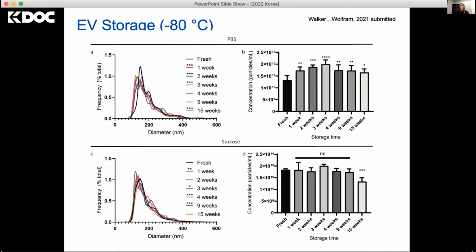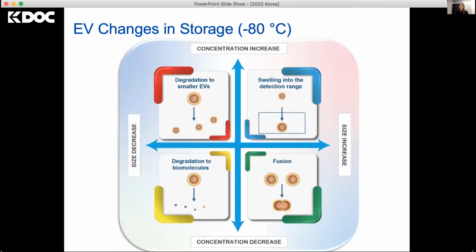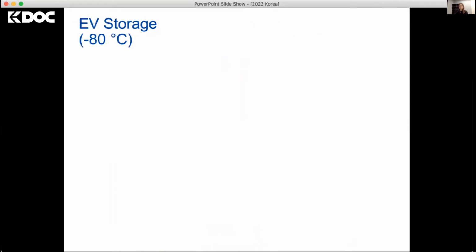But when we use biocompatible cryoprotectants such as sucrose, the properties of the vesicles seem to be preserved. And of course, we know that many synthetic nanoparticles, as well as, for example, the COVID-19 vaccines, are also stored in sucrose. So it makes sense that if you want to work with extracellular vesicles, there should be some type of cryoprotectant. And in the case of PBS, we see that the concentration and the size is changing. That could be due to various reasons, but for instance, degradation of extracellular vesicles.